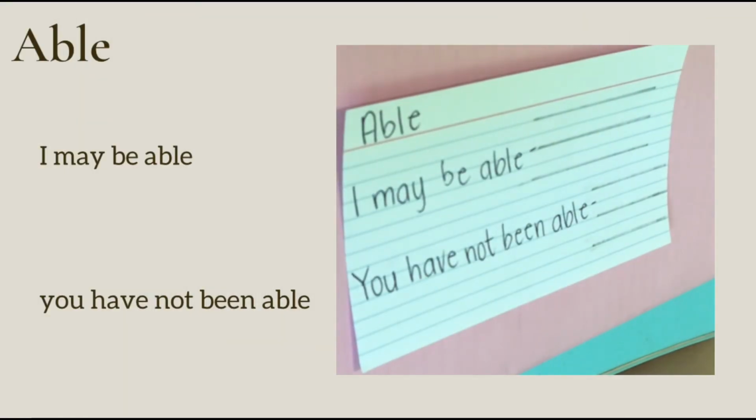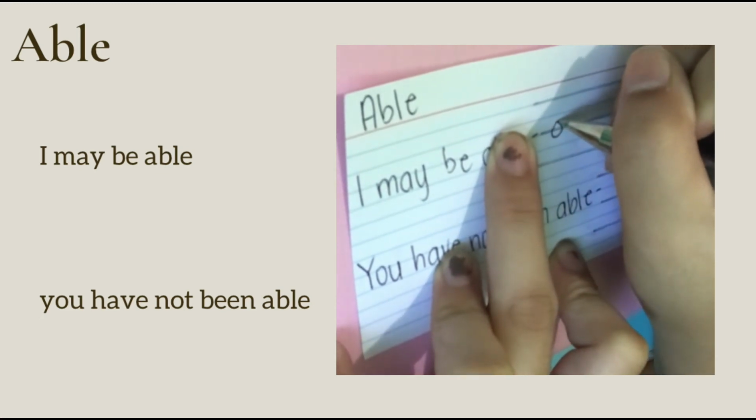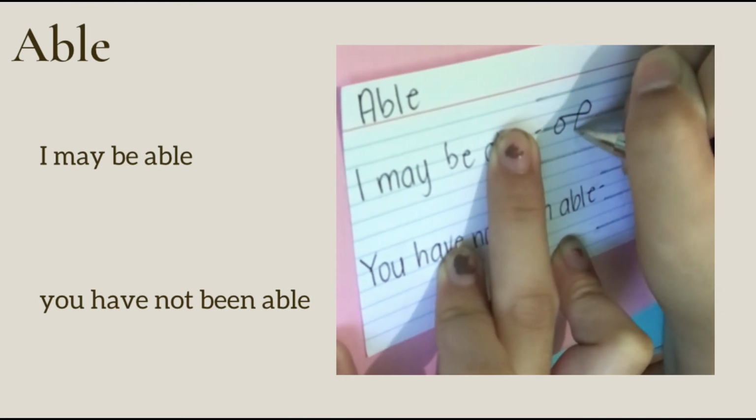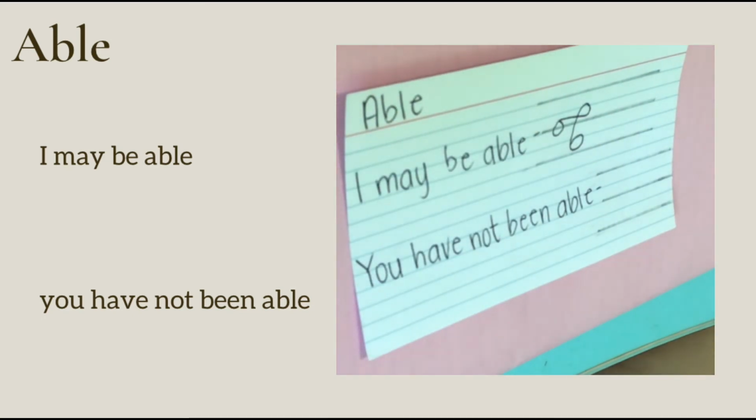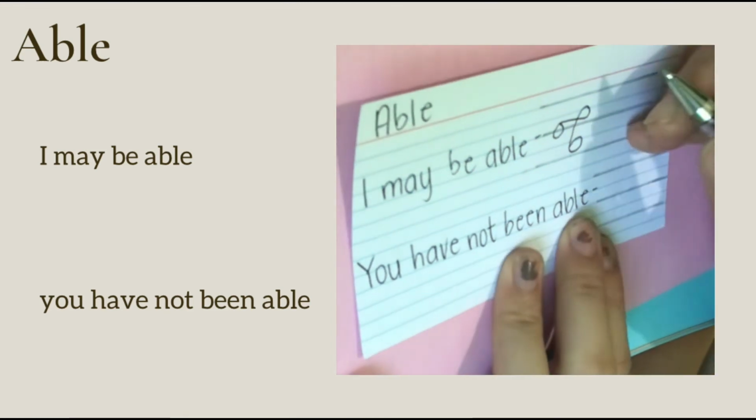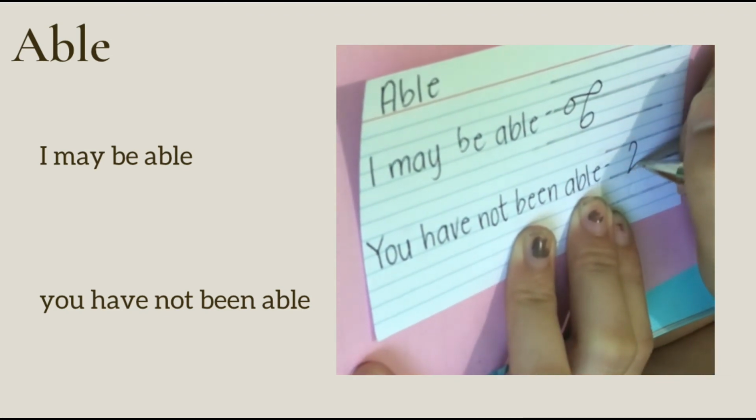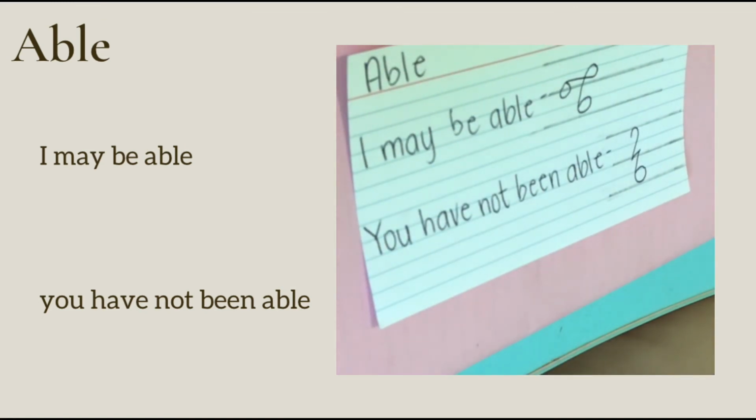Next is I may be able. This is the stroke of I may be able. I, infinity, may be able. That's the stroke of I may be able. The next is you have not been able. This is the stroke of you have not been able.